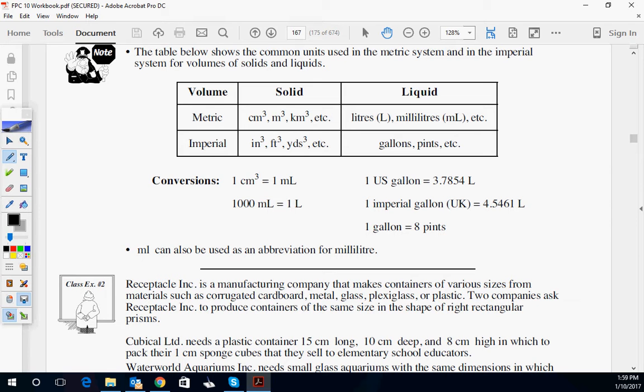Then you got the awesome imperial that's not nice numbers. So 1 US gallon is 3.7854 liters, 1 imperial gallon is 4.5461 liters. And 1 gallon equals 8 pints. Those are just some conversions to keep in mind for questions later. You don't have to memorize it. So again, you have your solids to your liquids. This is imperial, metric.